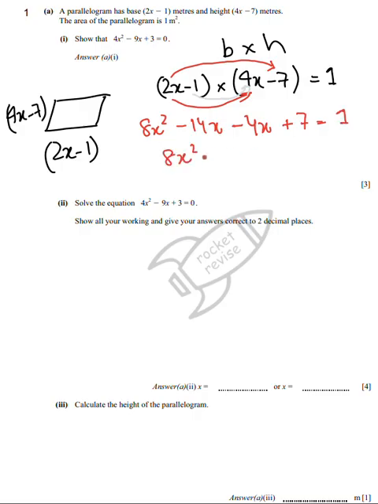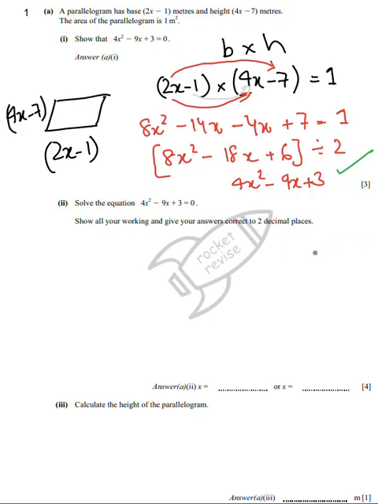8x squared minus 18x. 1 will be brought here. This will become positive 6, because 7 minus 1 will be 6, right? Now if we divide this entire equation by 2, what do we get? 4x squared minus 9x plus 3. So have we proven it? Yes, we have. Let's move forward.